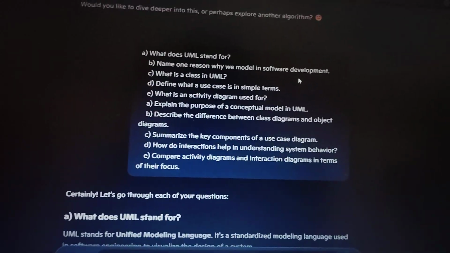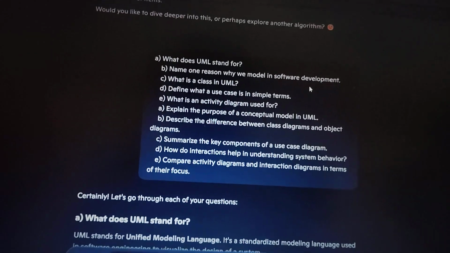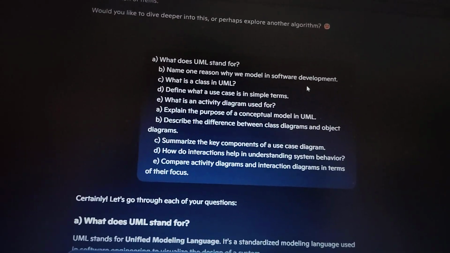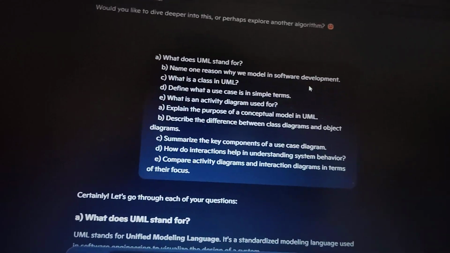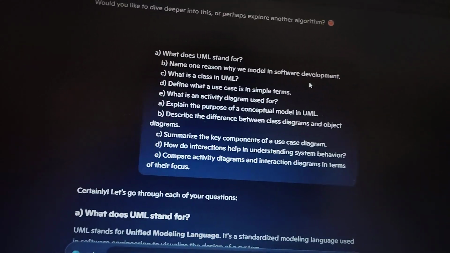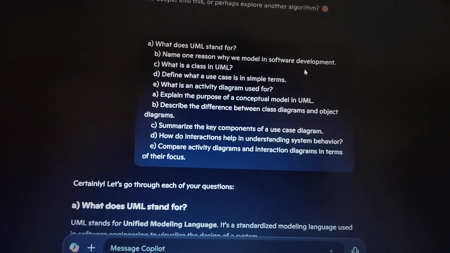Hi all, let me explain the basics of software engineering. Let us analyze these questions which are used for software engineering. Each one of the questions we can understand the answer. The first question is, what does UML stand for?